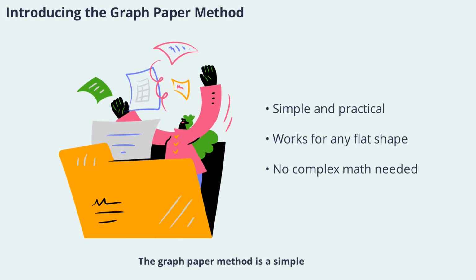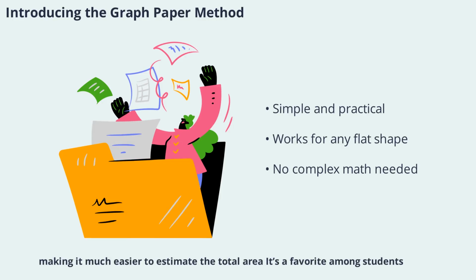The graph paper method is a simple yet powerful tool for measuring irregular areas. All you need is a piece of graph paper and the shape you want to measure. This method breaks down the complex outline into manageable squares, making it much easier to estimate the total area. It's a favorite among students, teachers, and professionals who need quick, accurate results.